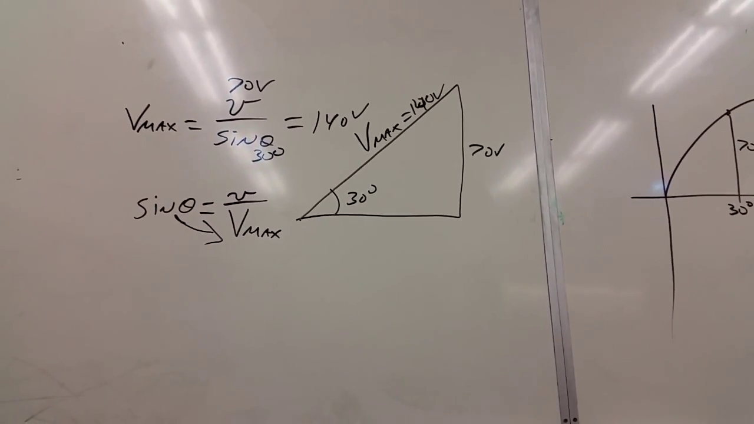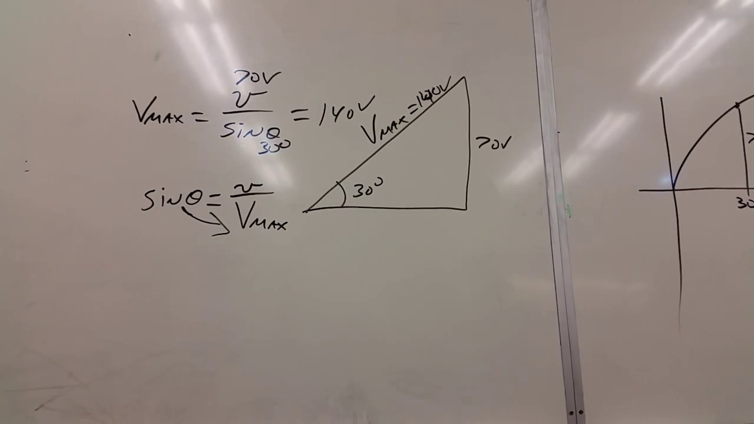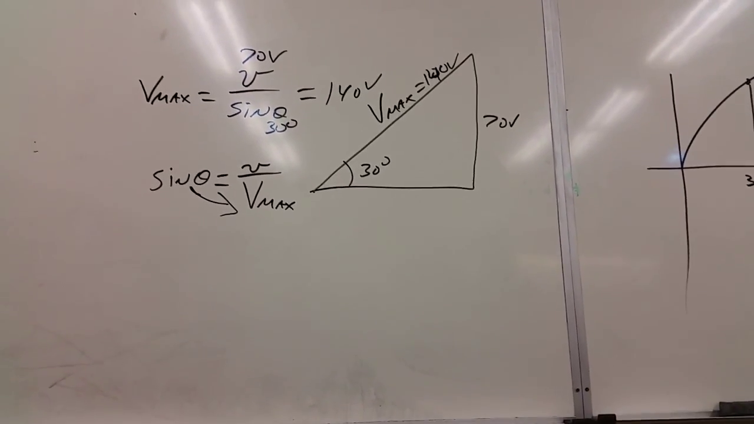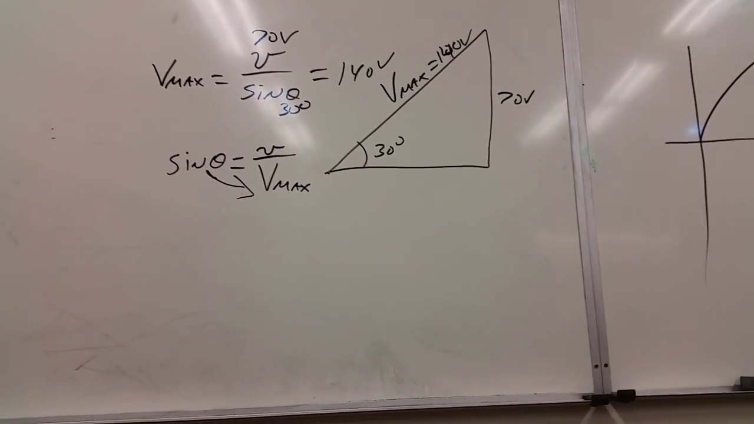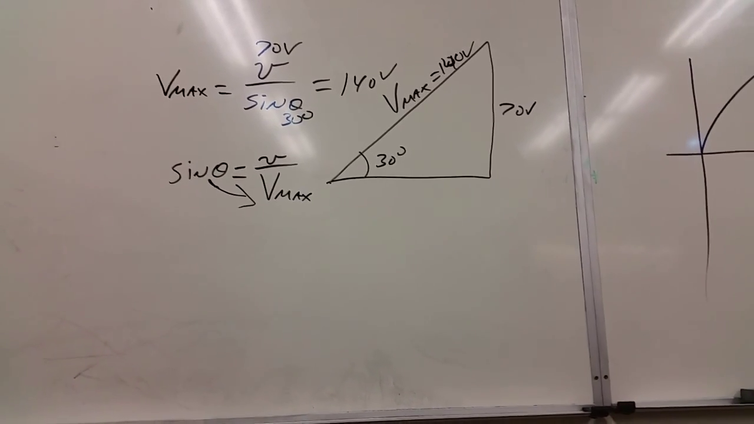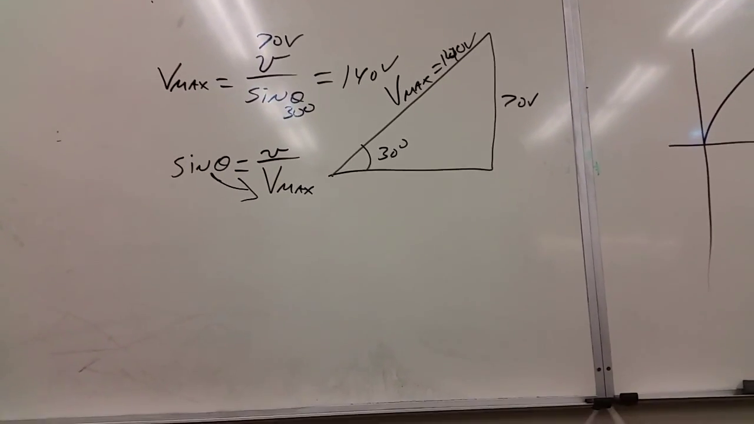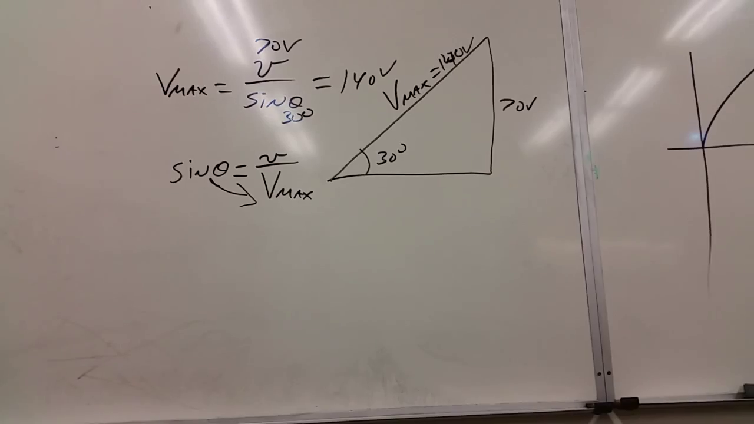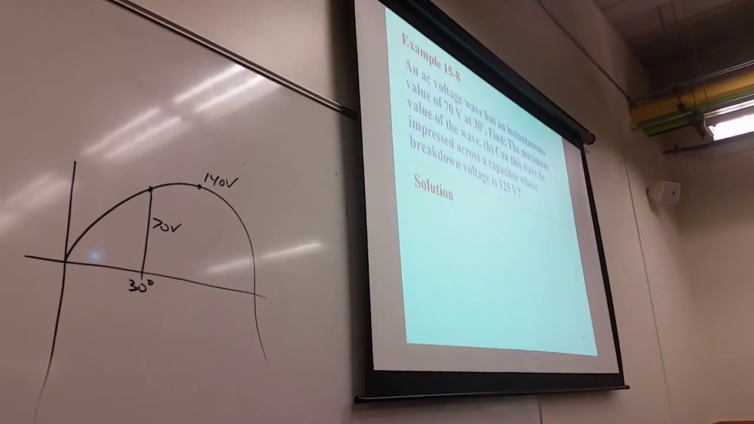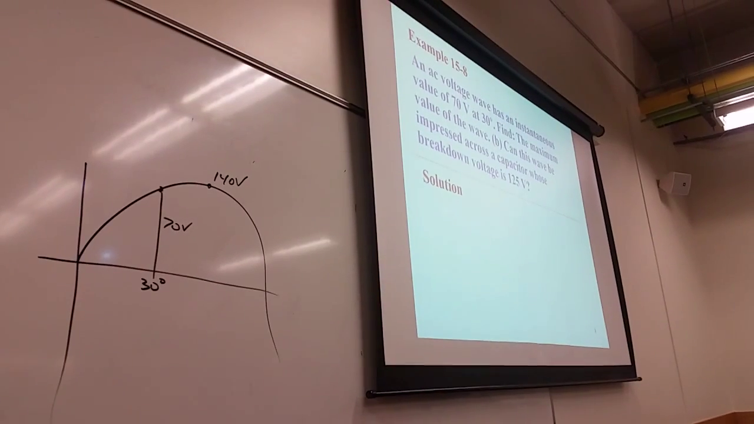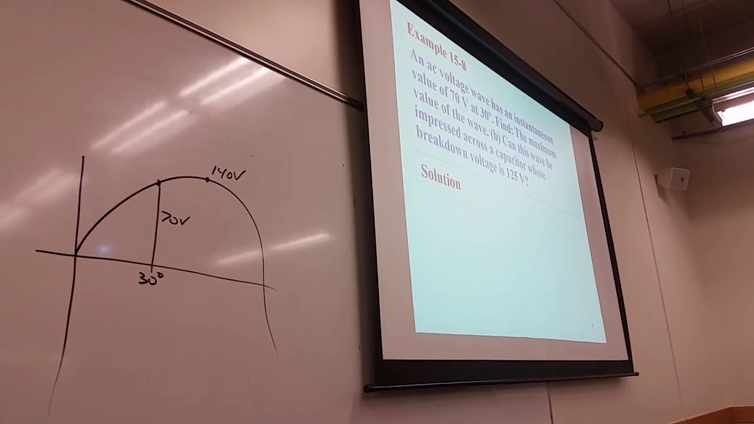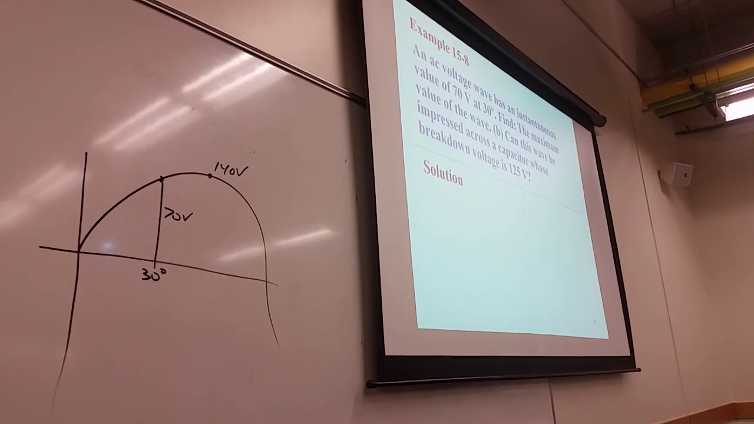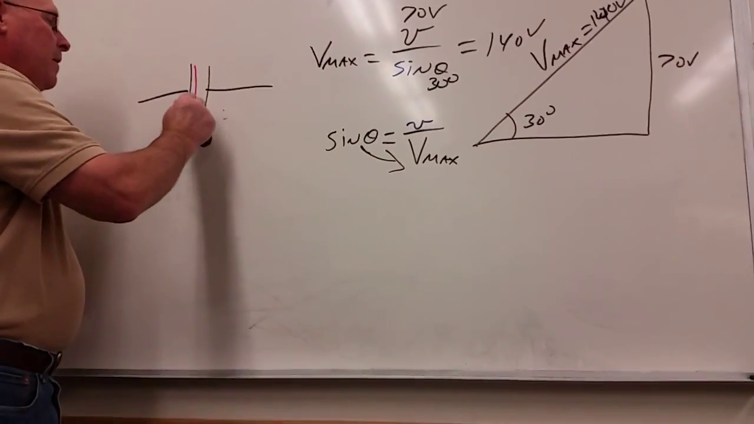So the next question says, now it's starting to throw things in that we're going to get to. We haven't talked about capacitors, but you have to use a little common sense here. All right, it says, what does breakdown voltage mean? When it passes, what would overcome the insulation? In this case, it's the force that pushes the electrons the other direction.